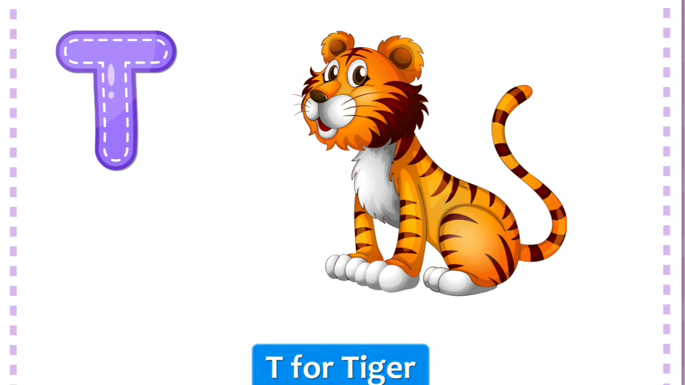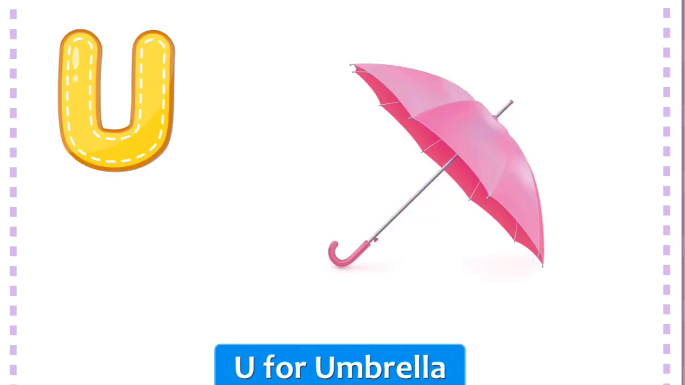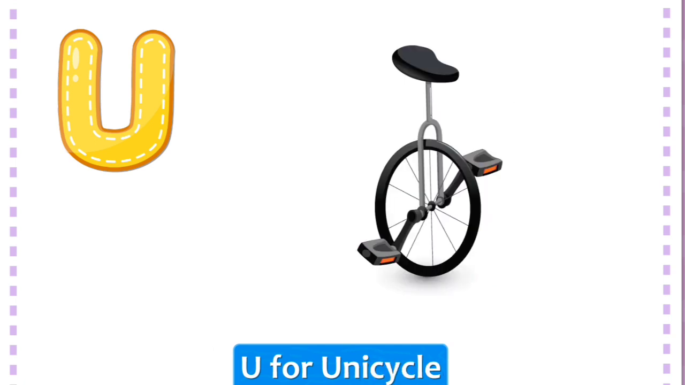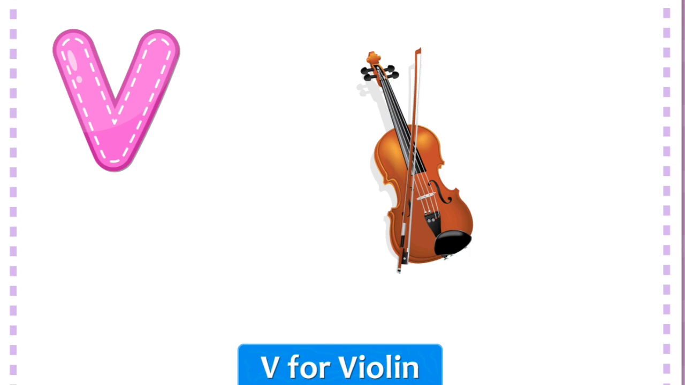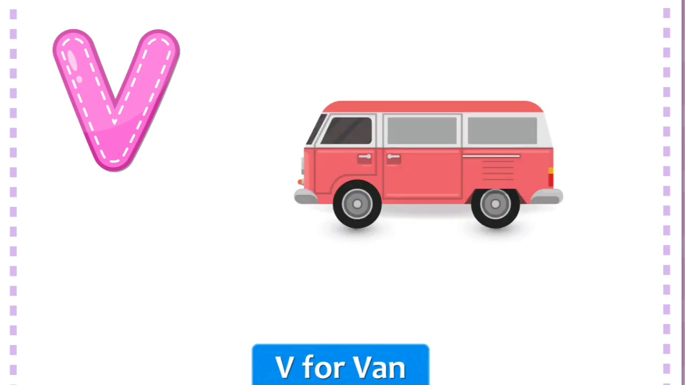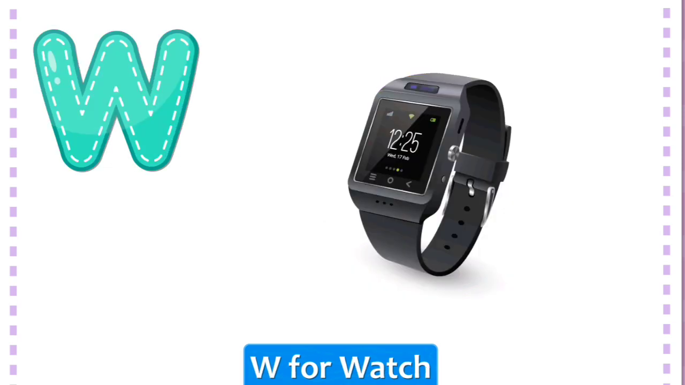T for tiger. T for tree. U for umbrella. U for unicycle. U for utensils. V for violin. V for fan. V for vegetables. W for watch.